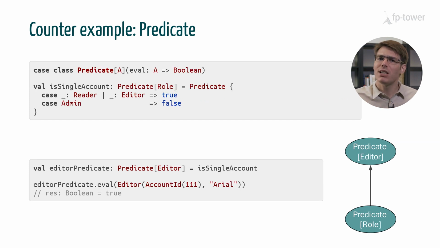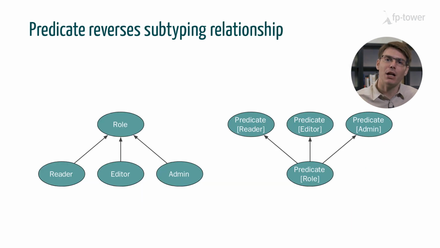Actually, it should be the other way around. If we can evaluate all roles, then we can evaluate a subset. This means that predicate actually reverses the subtyping relationship. Editor is a subtype of role, but predicate of editor should be a parent of predicate of role. If you find this weird, that's completely normal. I encourage you to go through a couple of examples with a pen and paper. It will eventually make sense.